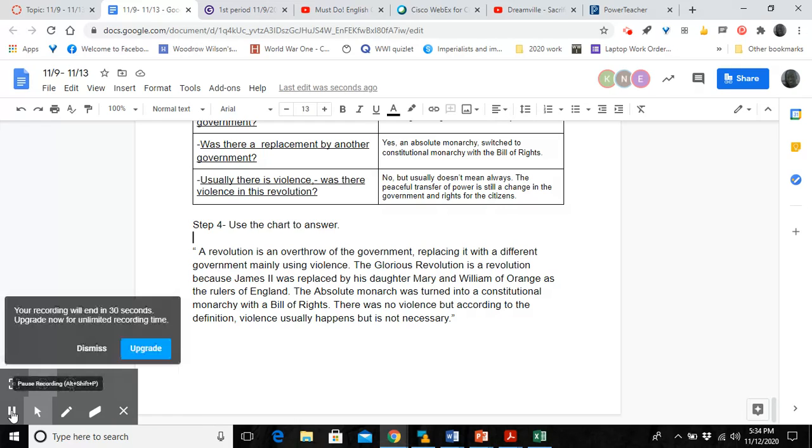Then I answered the question. The Glorious Revolution is a revolution because James II was replaced by his daughter Mary and William of Orange as the rulers of England. The absolute monarchy was turned into a constitutional monarchy with the Bill of Rights. There was no violence, but according to the definition, violence usually happens but is not necessary. See how I use the notes to answer the question.